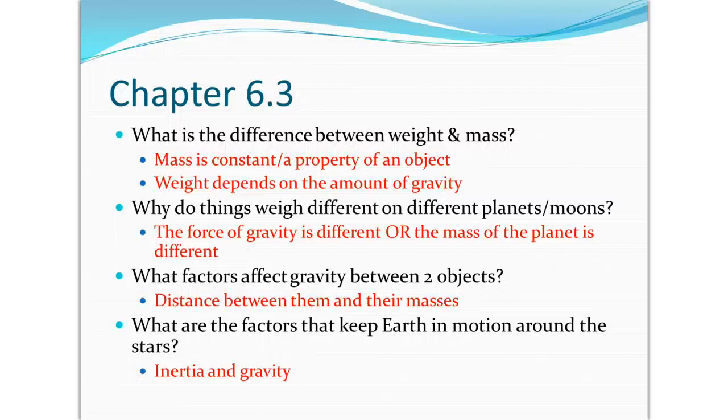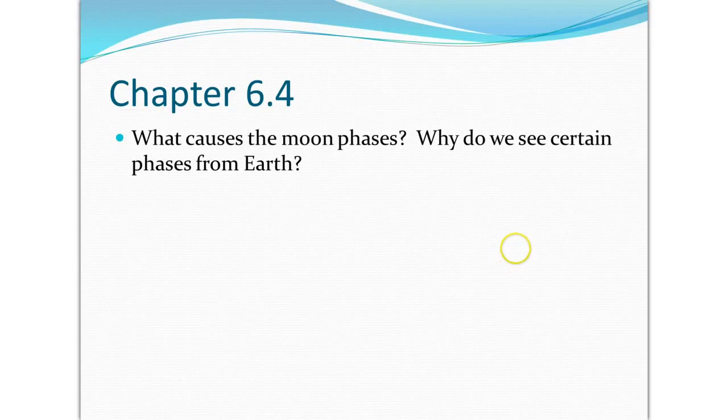Gravity is going to be that pull towards the object. Inertia is going to be that resistance to that pull. It wants to keep moving in a straight line. Those two, in fact, work off of each other, and you end up with an orbit, an ellipse, not a perfect circle, but an ellipse. Okay, section 4, what causes the moon phases?